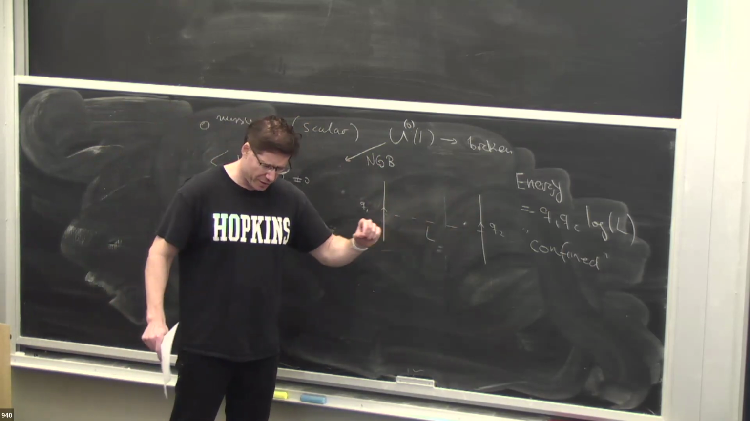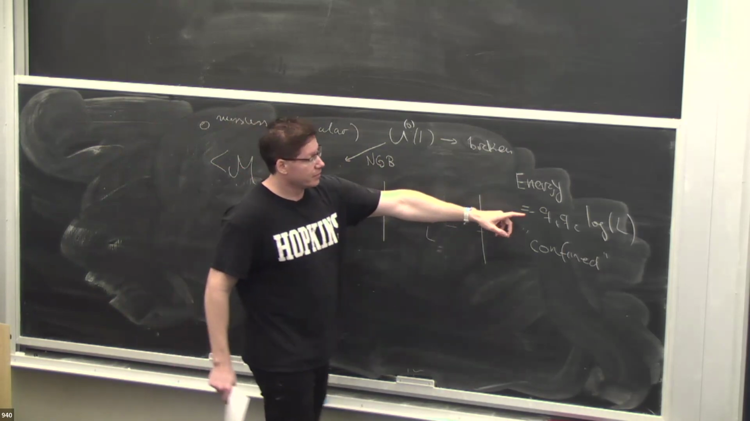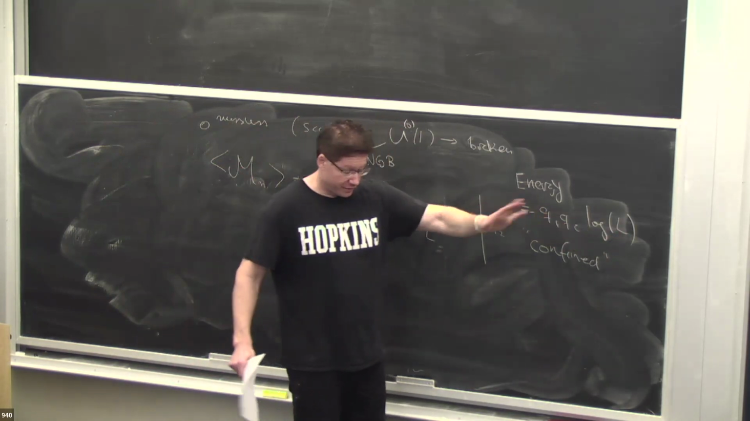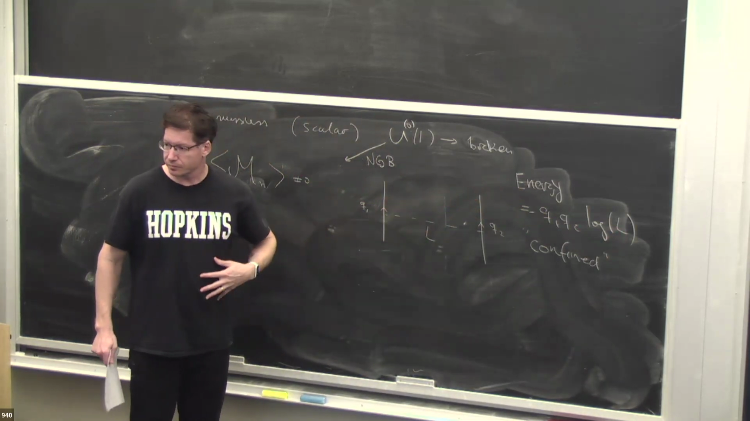It's not like a flux tube. A flux tube leads to a linear force, to a linear potential. Here, it's like a logarithmic potential, but it's still a flux tube of some sort. It's like some kind of diffuse flux tube. Okay.